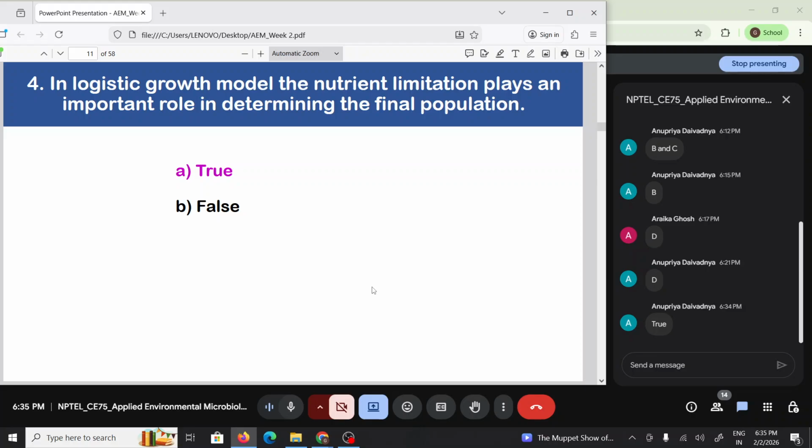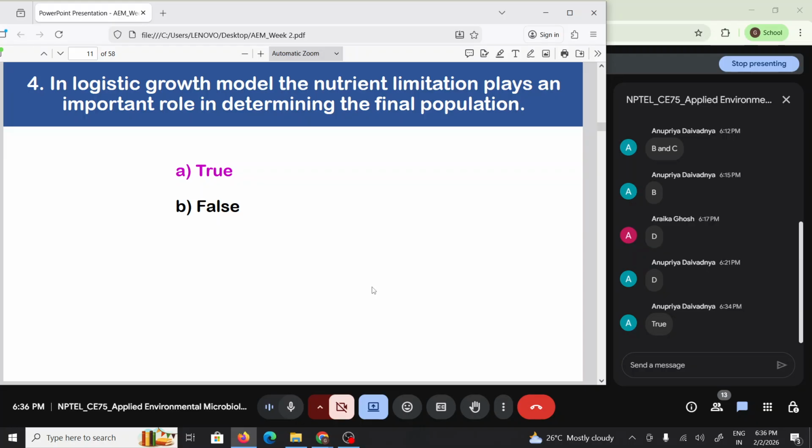In order to understand why the answer is true, we have to see what the logistic growth model is. In the logistic growth model, you have a mathematical equation which states that dN/dt = rN(1 - N/K). In this, N is the population size at any given time. We have three factors in this equation: N, r, and K. N is the population size, r is the growth rate, and K is the carrying capacity.